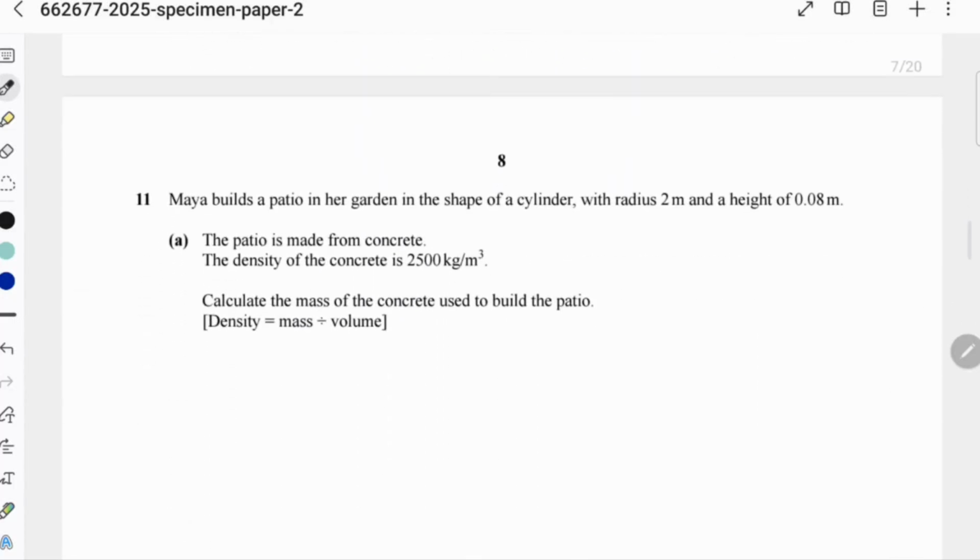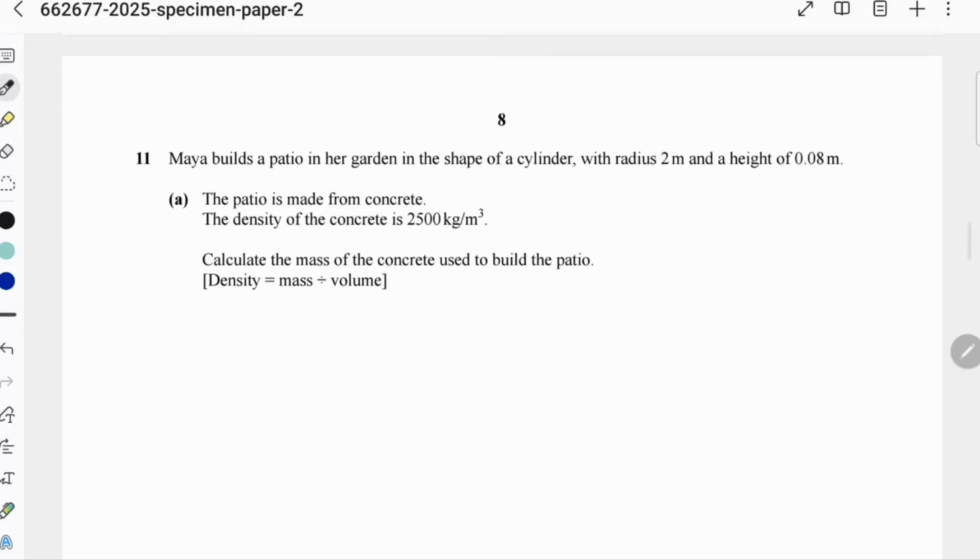Now question number 11. In question number 11, Maya builds a patio in her garden in the shape of a cylinder with a radius 2 meters and the height is 0.08 meters. Our patio is made from concrete. The density is given 2500 kg per meter cube. Calculate the mass of the concrete used to build the patio.